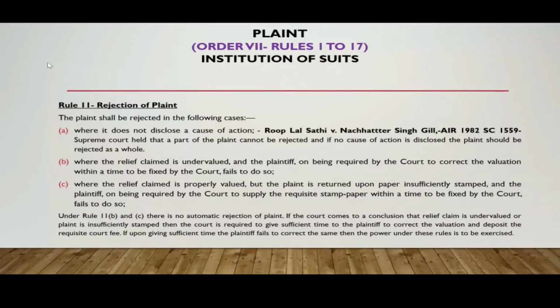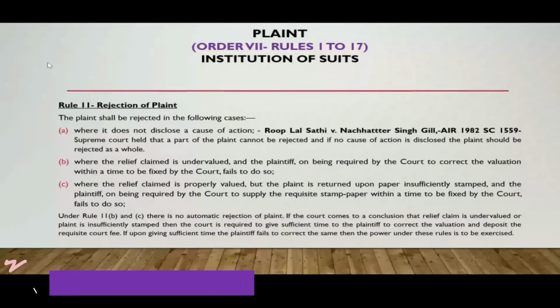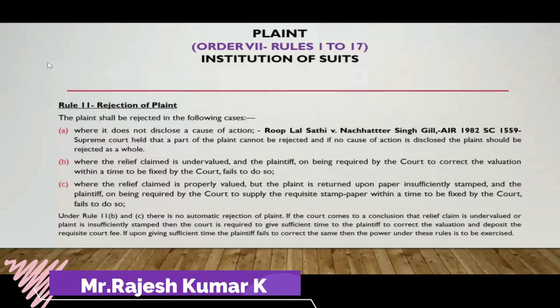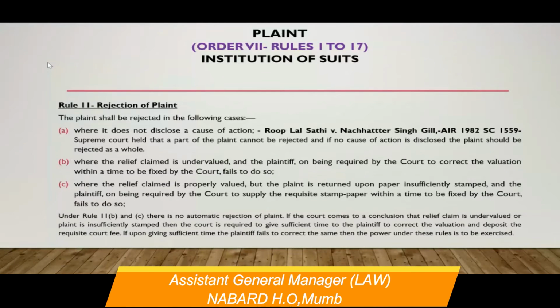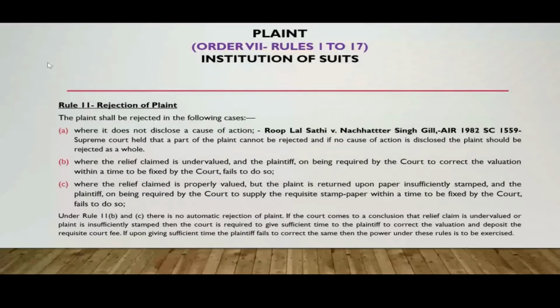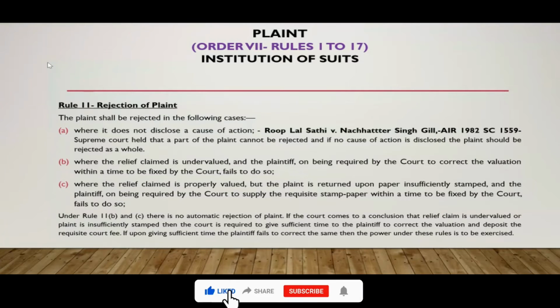And the second ground is whether the relief claimed is undervalued and the plaintiff, on being required by the court to correct the valuation within a time to be fixed by the court, fails to do so. What is this? It is very simple. Relief, let me take the same money suit as an example.